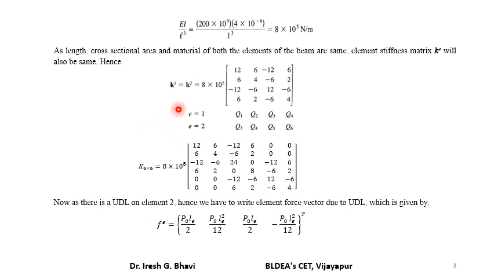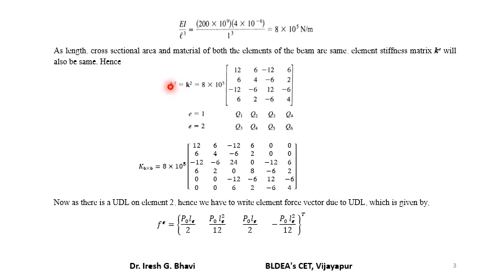So let us write down the element stiffness matrix for element 1 and element 2. Here EI by Le cube is common and the same for both the elements, so let us calculate EI by Le cube separately so that we can easily substitute here. So EI by Le cube is equal to 8 into 10 raised to 5 newton per meter. As in this problem, the length of each element, the cross sectional area and the material of both elements of the beam are the same, hence the element stiffness matrix Ke will also be the same for both element 1 and element 2.